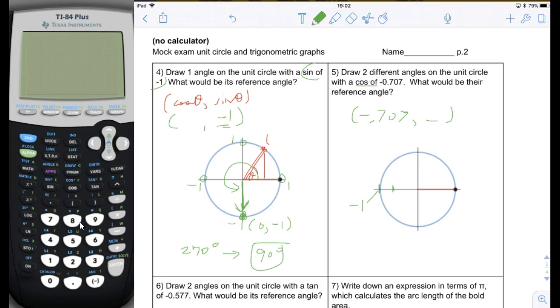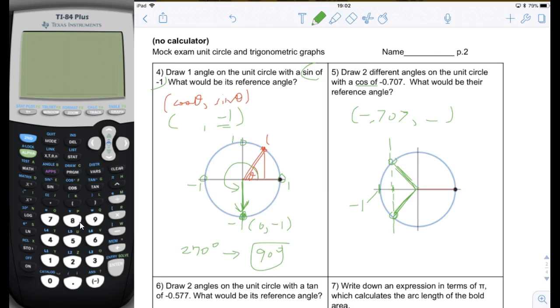So there are 2 points on the circle with an x-coordinate of -0.707, which would be these 2 points here. These 2 open circles are showing the 2 possible points with an x-coordinate of -0.707. That's why there are 2 different angles. So I'm going to sketch these 2 angles here. This is one of the angles. This is the other angle. What would be their reference angle?